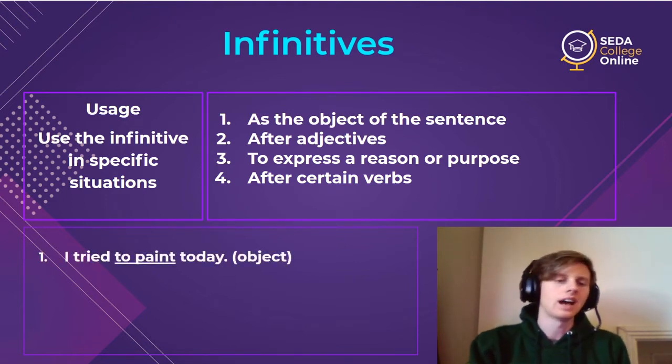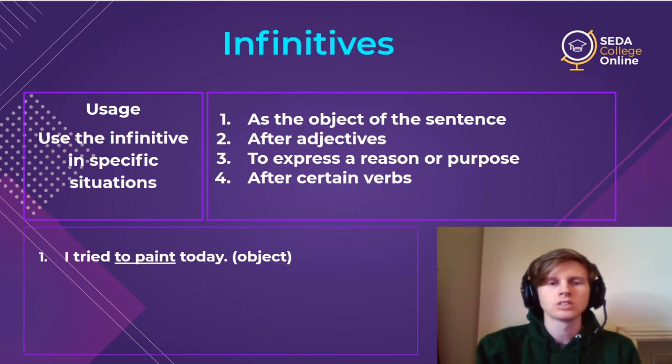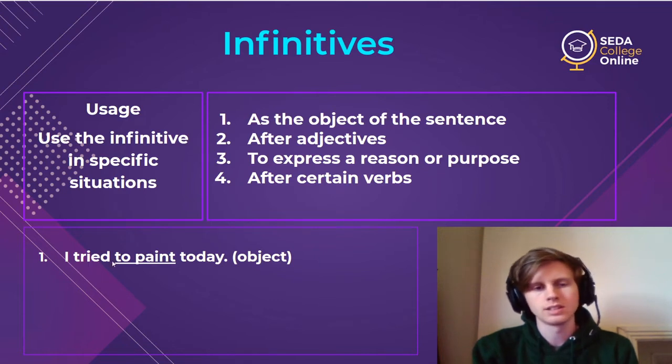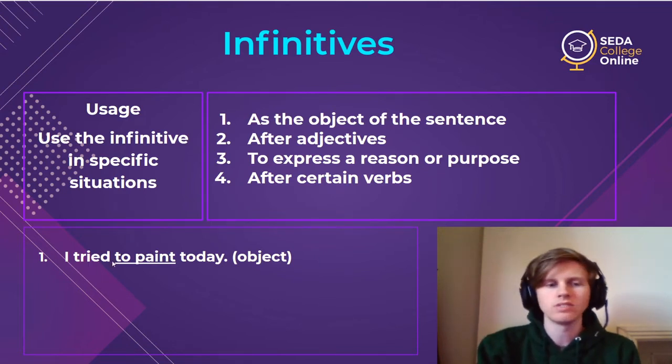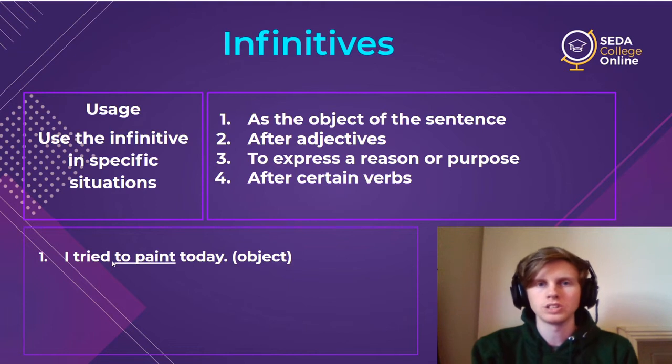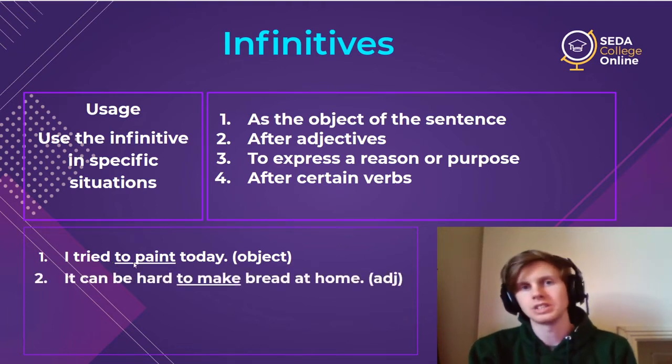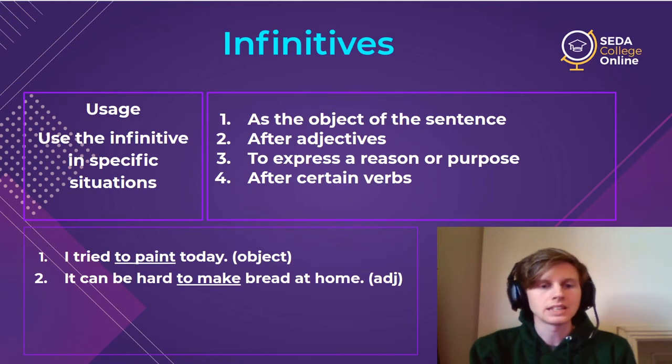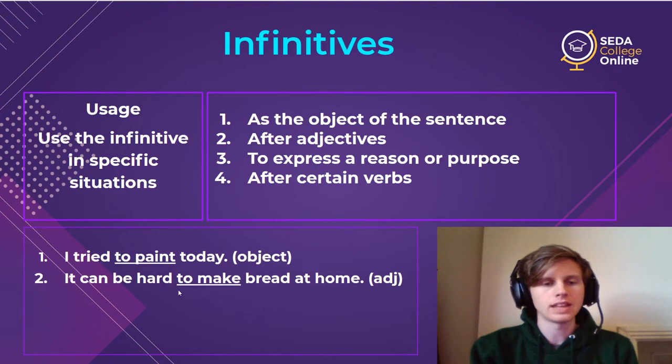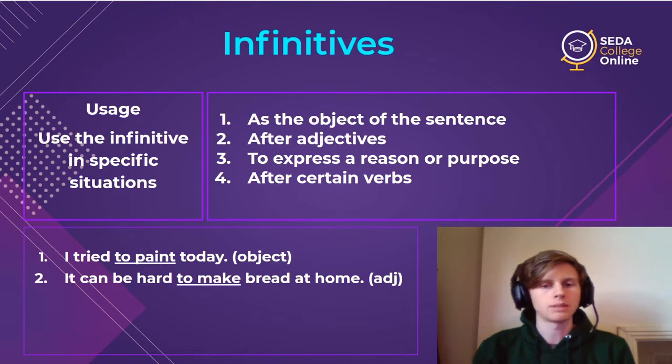Number 1, I tried to paint today. So here we have it as an object. I tried to paint. So I tried what? And so the infinitive is answering what. What did you try? I tried to paint. Or after an adjective. So it's something like, it can be hard to make bread at home. Well, here we have the adjective hard, and so the infinitive is adding that information. What is hard? To make bread at home.